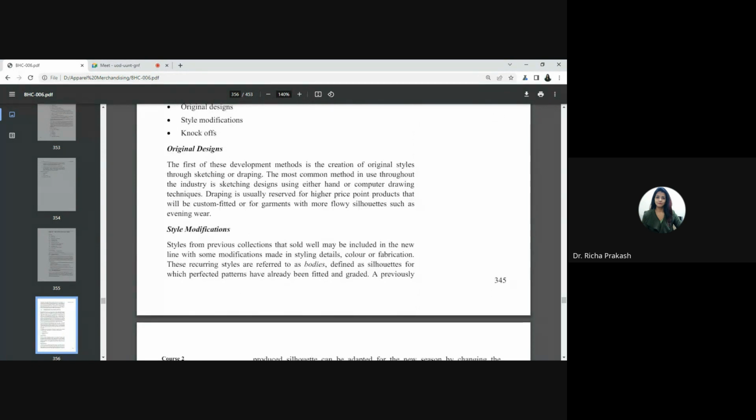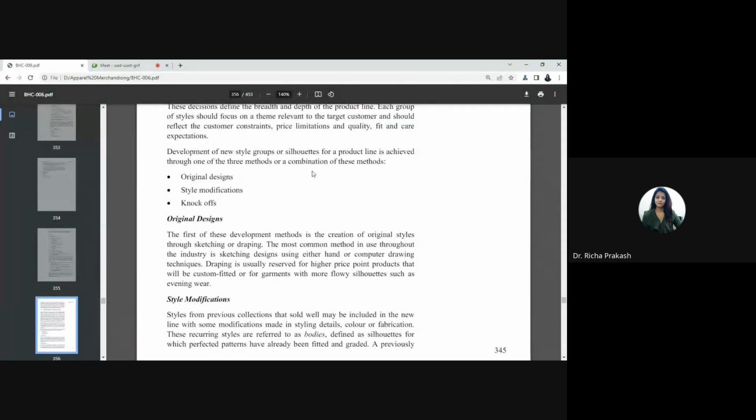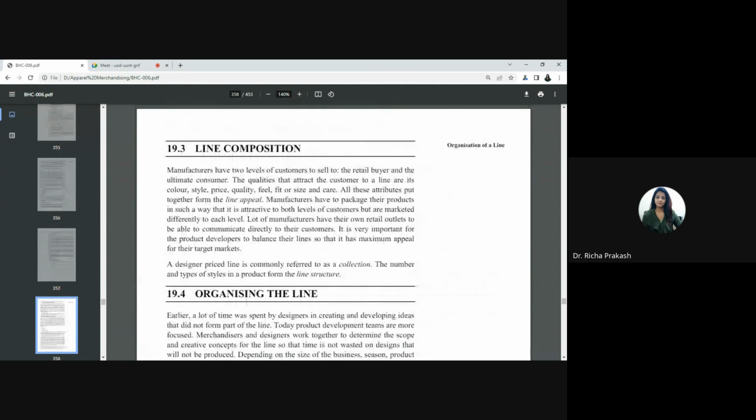There are different types. What is this? Development of new styles. Look for the product achieved through one of these methods. Okay, original designs. How do you achieve a style basically? So depending on these three.